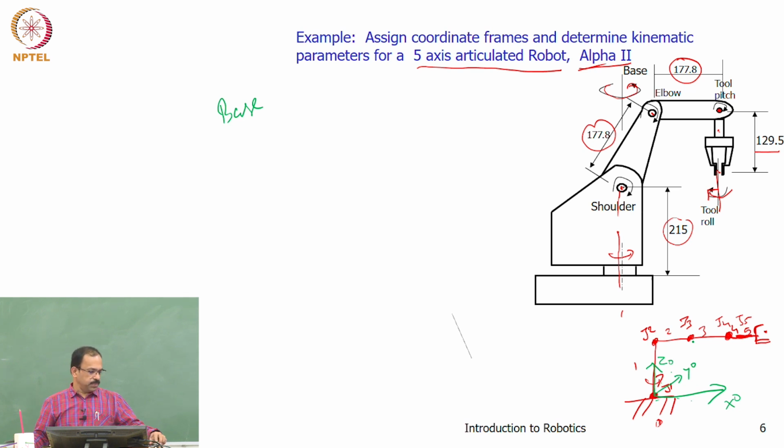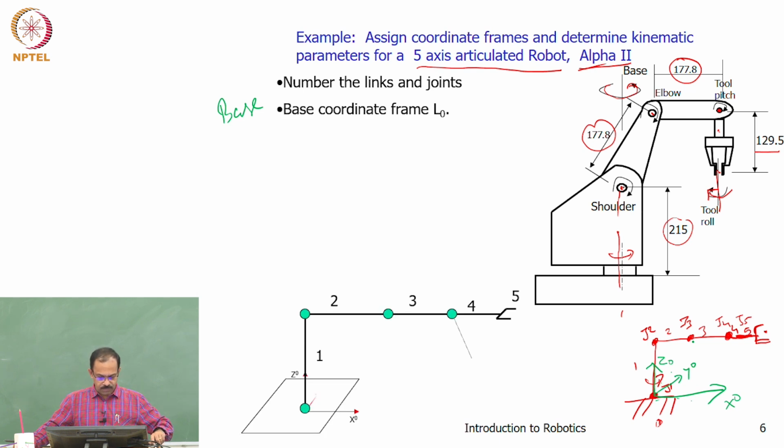So what is the next step? We have got the base coordinate frame. So I call this frame L0, coordinate frame L0. Now, next step, I have to find out the next coordinate frame, right? The next joint coordinate frame I have to find. And what will you do?